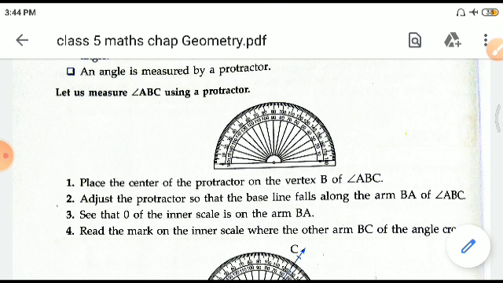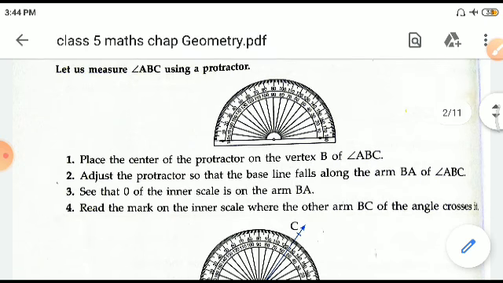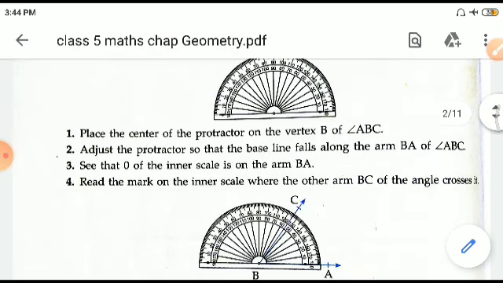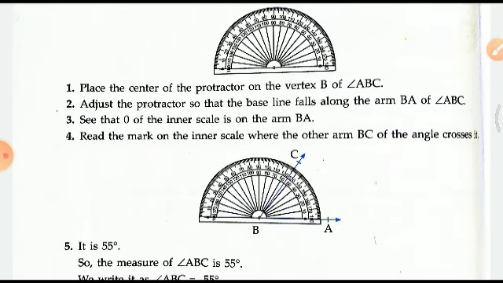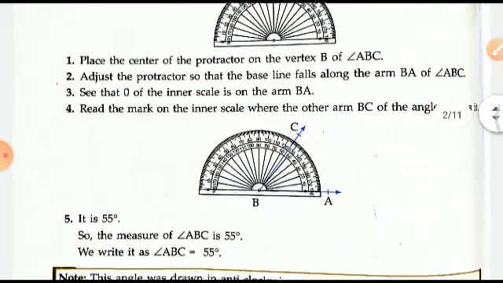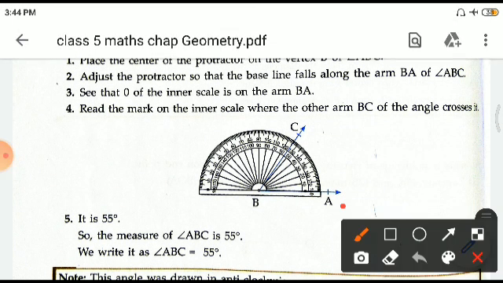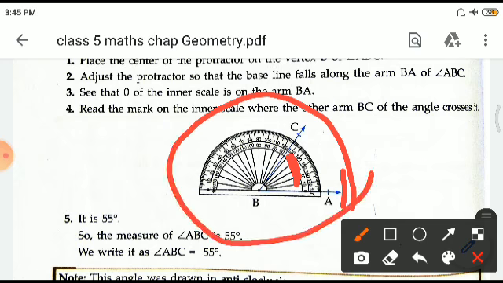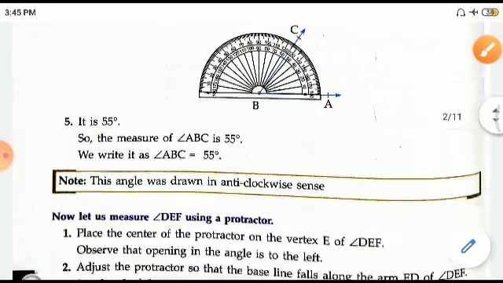See that 0 of the inner scale is on the arm BA. Read the mark on the inner scale when the other arm BC of the angle crosses it. See, this is how you need to do it. It is 55 degrees, so angle ABC is 55 degrees. This angle, see children, this is how you need to do it. This is 55 degrees.